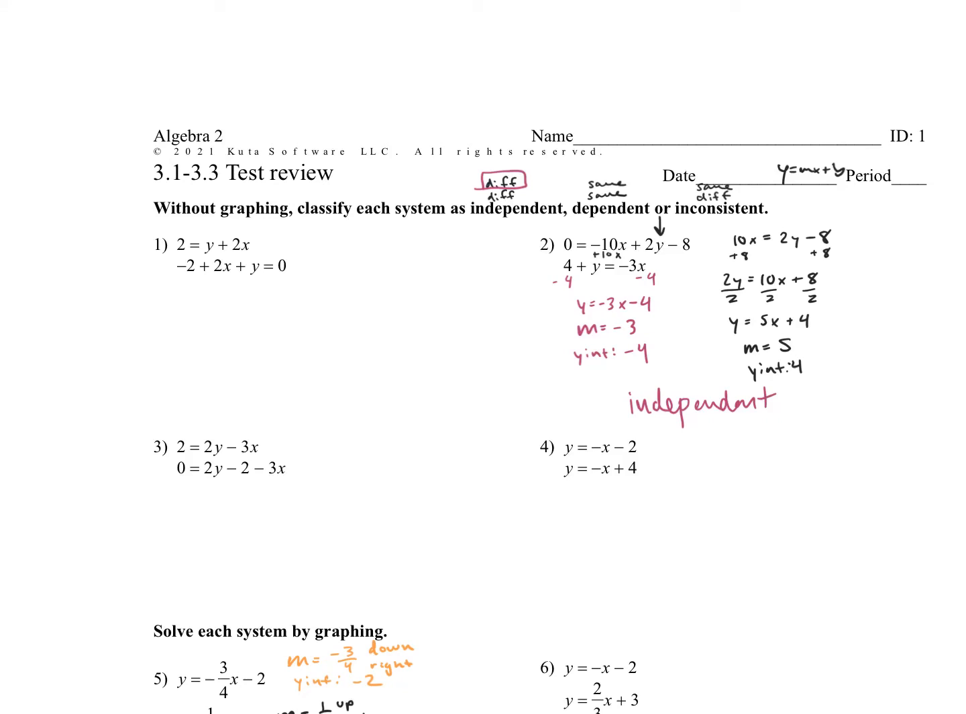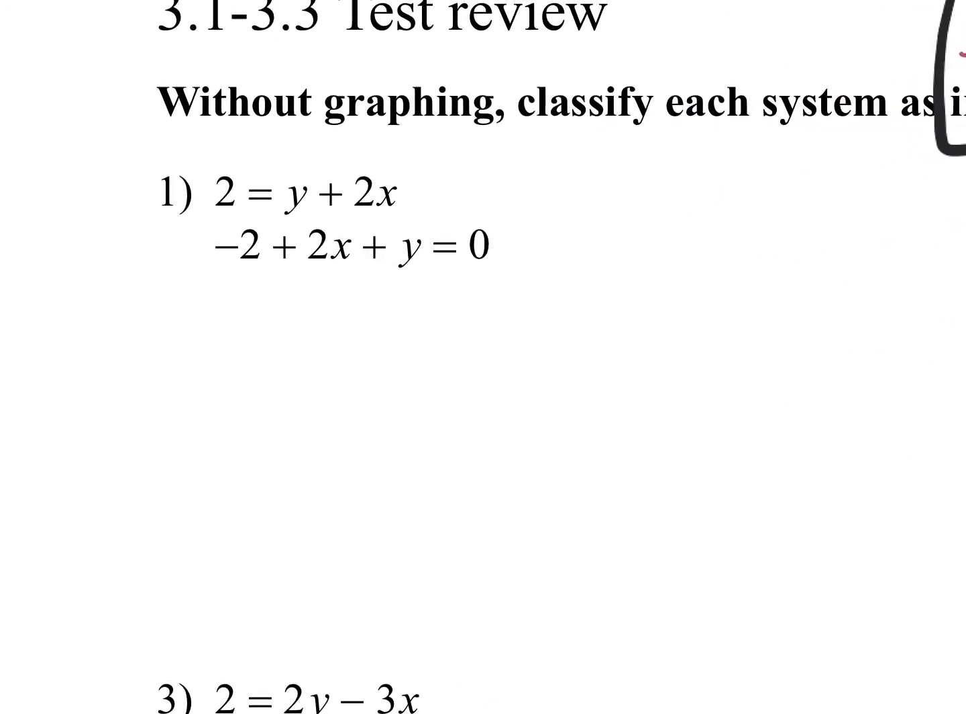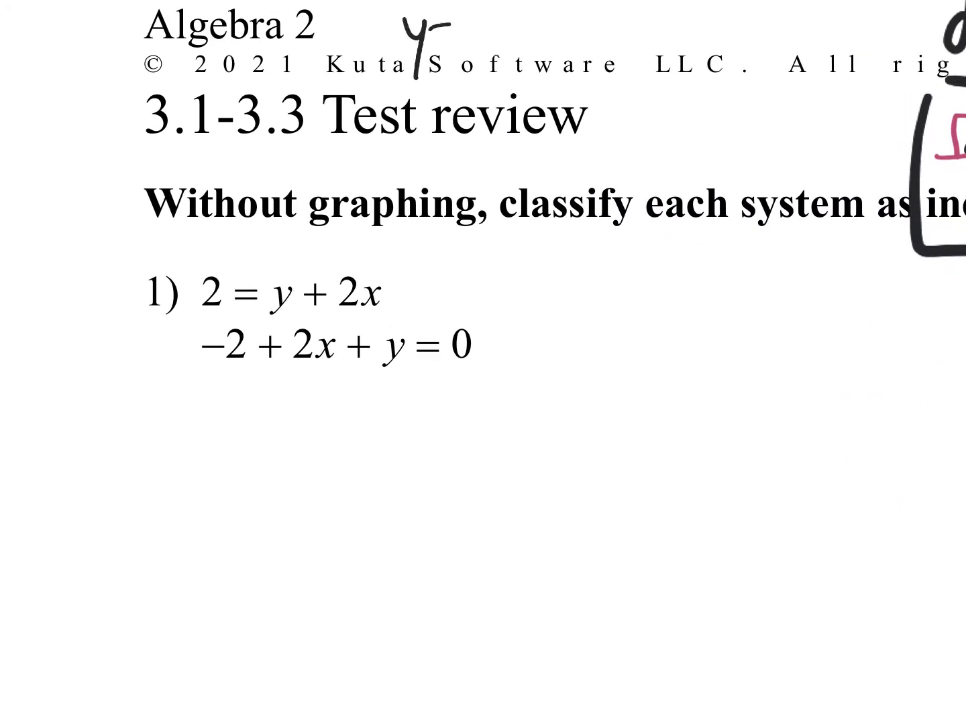Okay, so number 1, remember these: if it's independent, it's different. Dependent is same. Inconsistent is same slope, different y-intercept. So anytime you have different slopes, it's automatically independent. Looking at number 1, again, we want this in y equals mx plus b form.